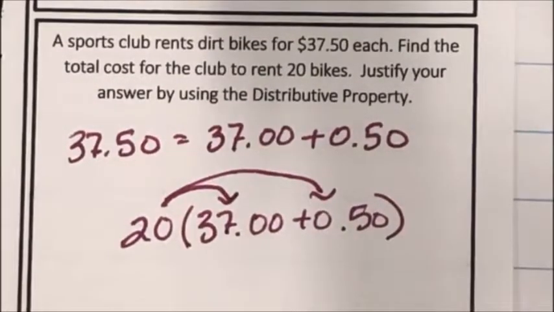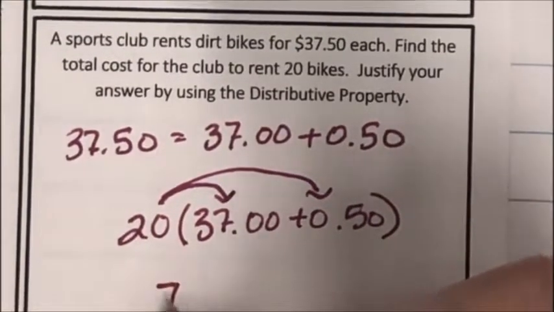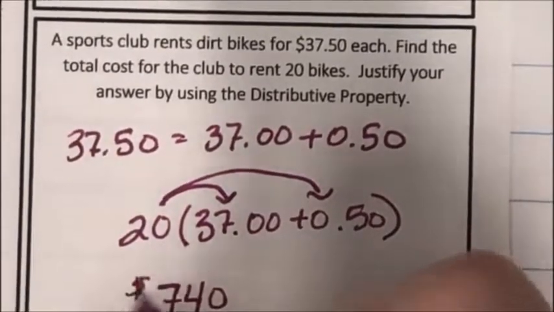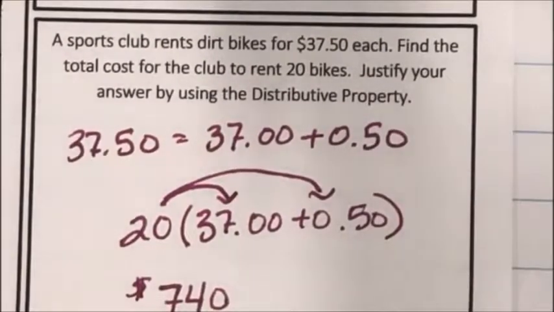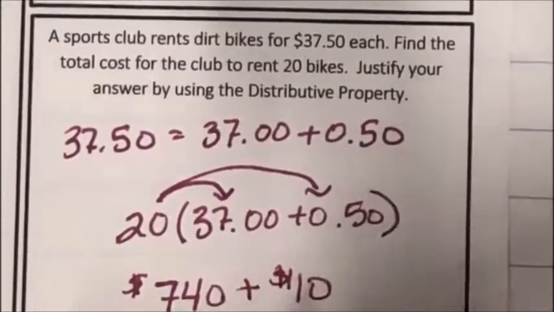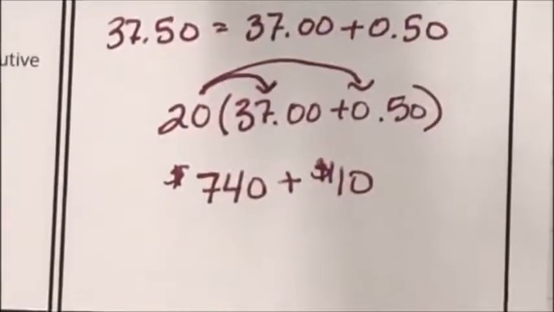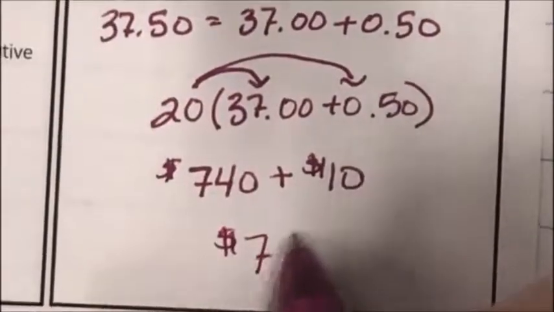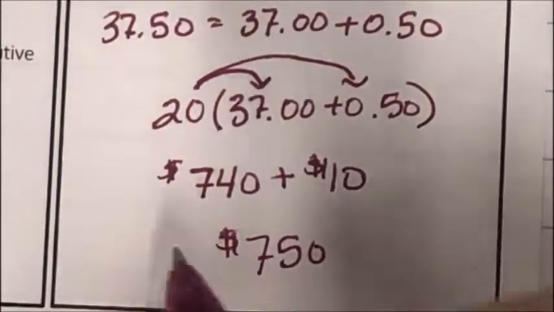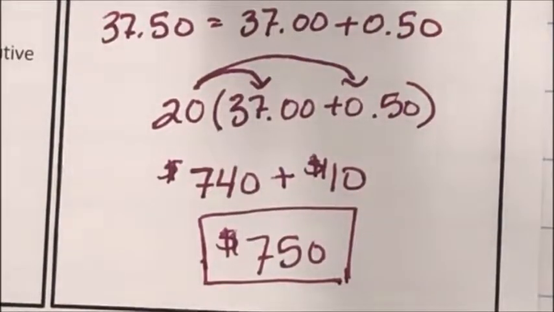So I have 20 times 37, which gives me $740, and 20 times 50 cents gives me $10. So 740 plus 10 is 750. So it costs $750 to rent 20 bikes. And that is the end of lesson 4.